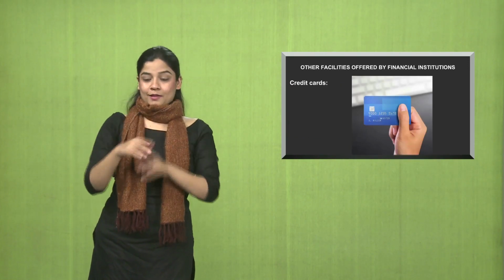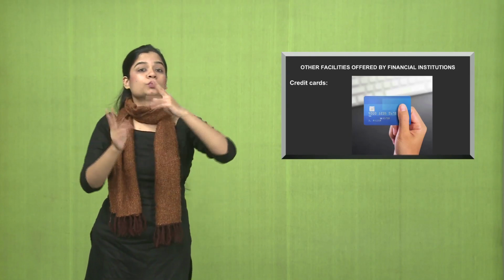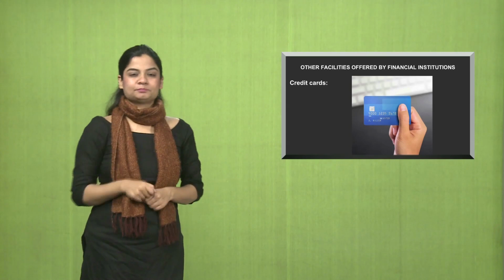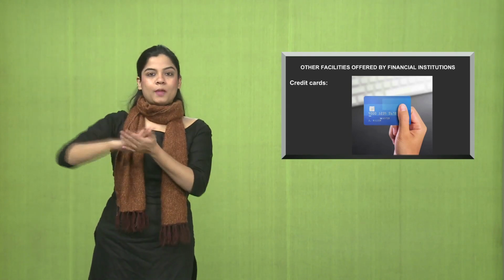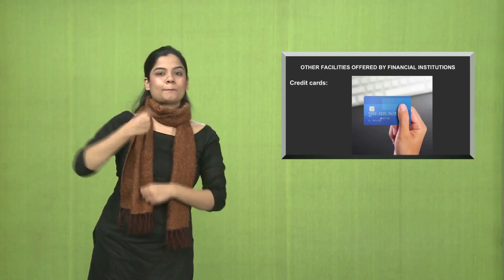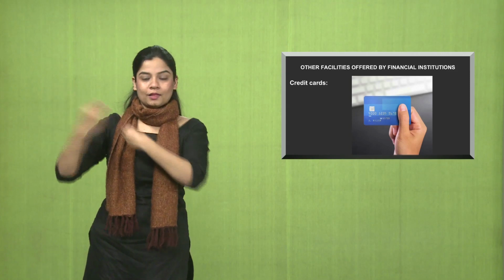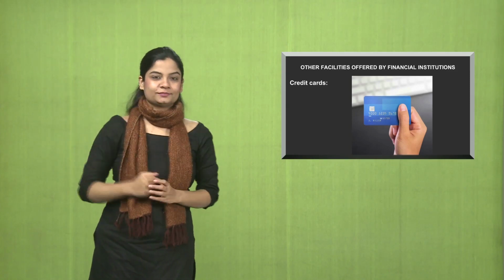Other facilities that are offered by banks, one is the credit card. Credit card is easier to swipe. There are two ways in it. It's called CC, as you can see. The bank gives you some amount of money which you can spend, and after a certain amount of time we have to return that money. There is a limit to spending the money and there is a time by which we have to return that money. It's called a credit card.